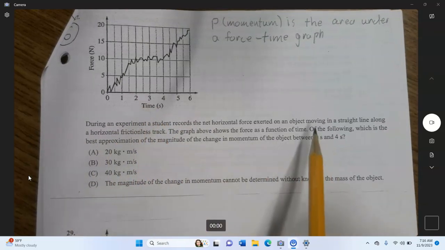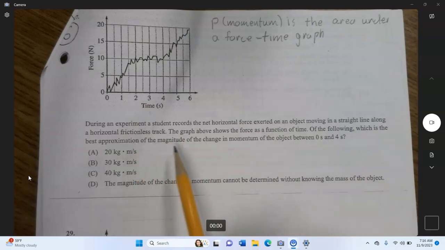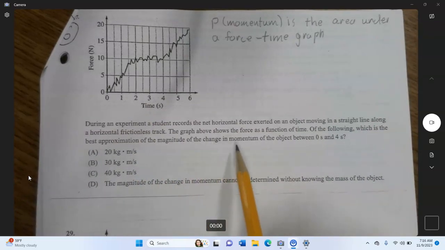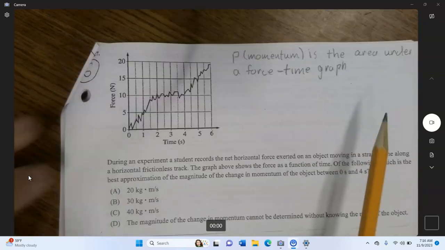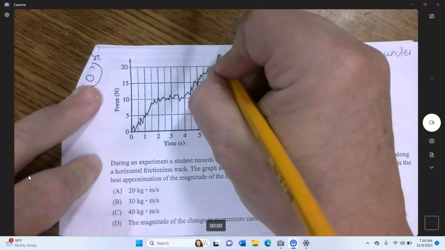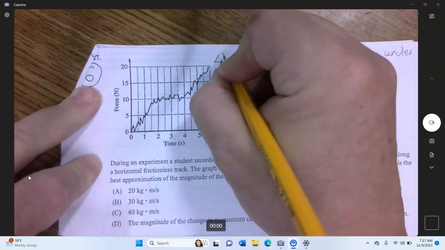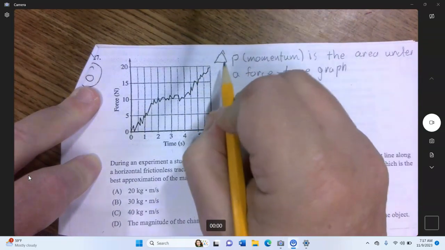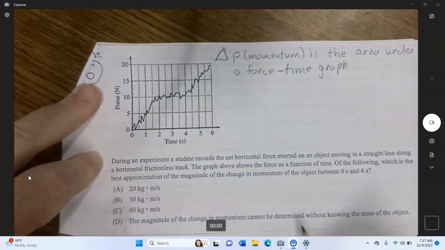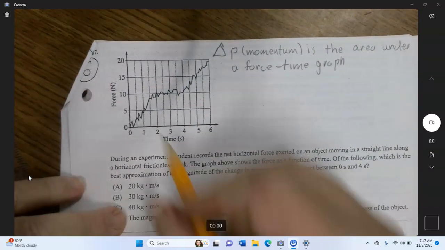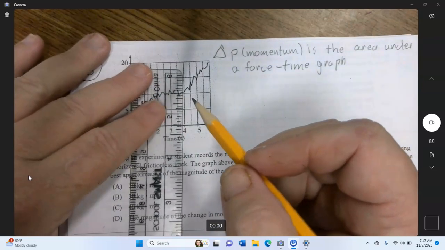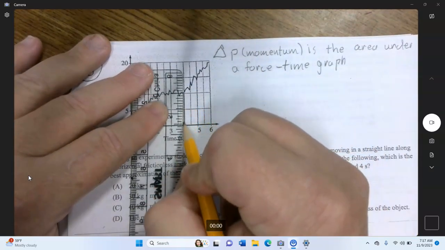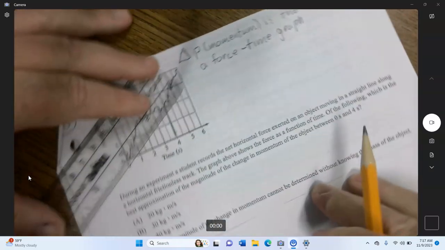Now, let's continue reading though. Of the following, which is the best approximation of the magnitude, the amount of change in momentum of the object between 0 and 4 seconds? And I should actually have added that. It's delta P. Okay, so be sure you know what delta means. It means change in momentum is the area under it. So from 0 to 4, it's this area right here. So I'm going to draw a line like right here. I'm going to create a triangle.